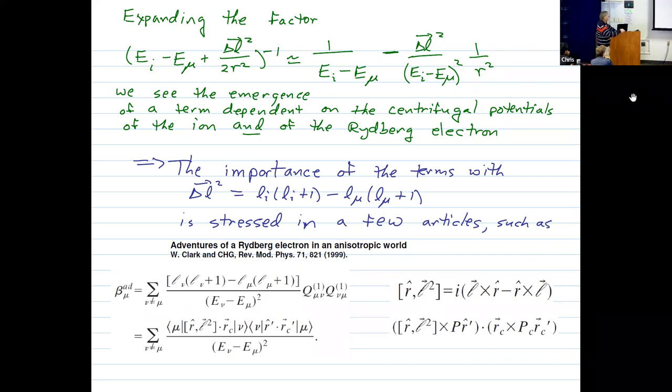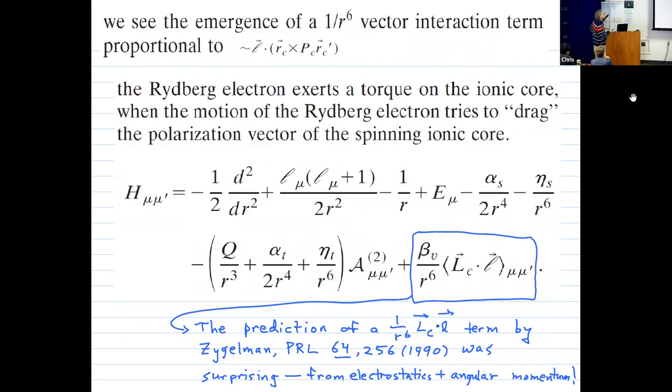And then you can recast that as this commutator crossed into the R prime hat, which is basically just going to be another Q. The prime indicates it's a different integration variable, and then a cross product of the core electron. So I realize this is rather mathematical, but I just wanted to give a little hint of where this term is going to come from. And so basically, in the end, you get a 1 over R6 term that looks like L, the Rydberg electron orbital angular momentum operator, dotted into a cross product of the core electron, which can be rewritten in the sense of the Wigner-Eckhart theorem as the core angular momentum matrix.